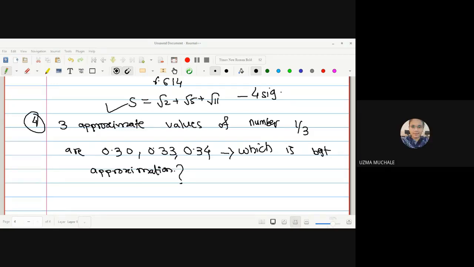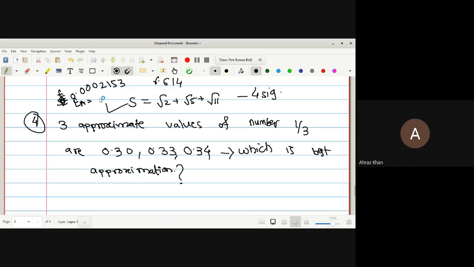Hello, ma'am. Yes. Ma'am, absolute error is 0.0015. Relative error is 0.002153. Is anyone else getting this? Because I haven't solved it, root 2 root 5 plus root 8. What is the answer? Can you please repeat? Ma'am, relative error is 0.0002153. Absolute error? It's the same, 0.0015. Okay.